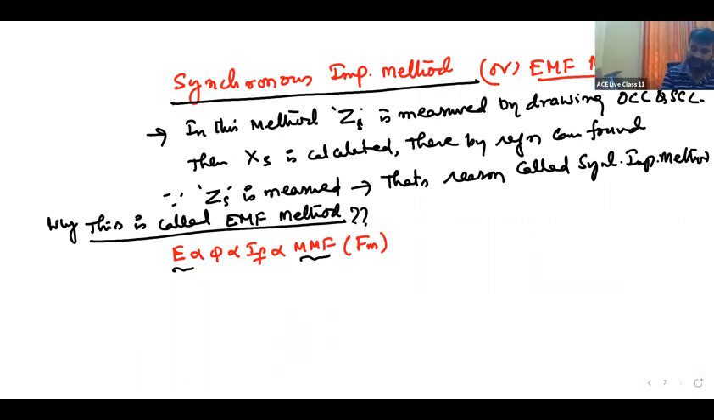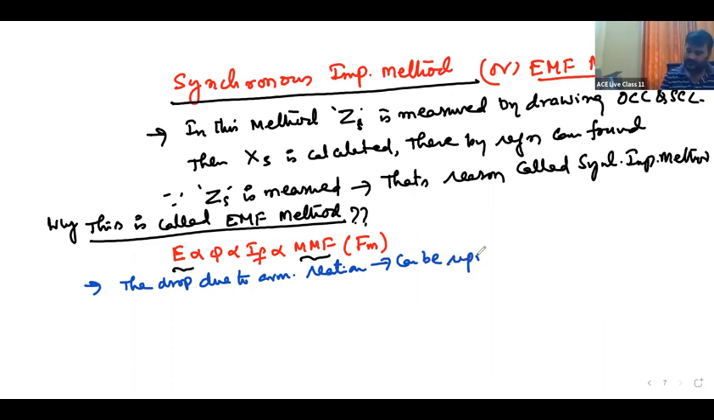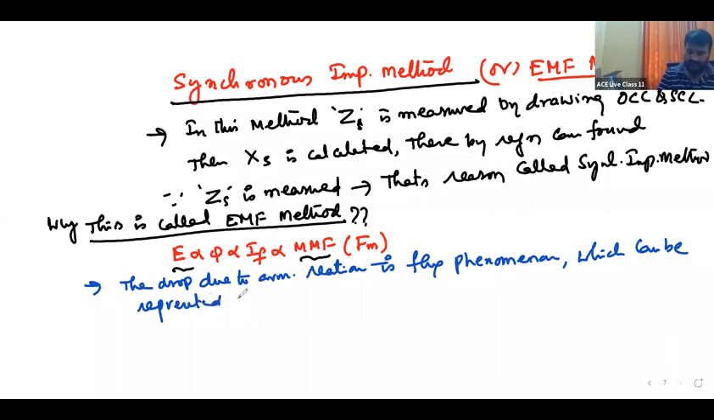The drop due to armature reaction is a flux phenomenon, and this can be represented with the field current vector, or MMF vector.